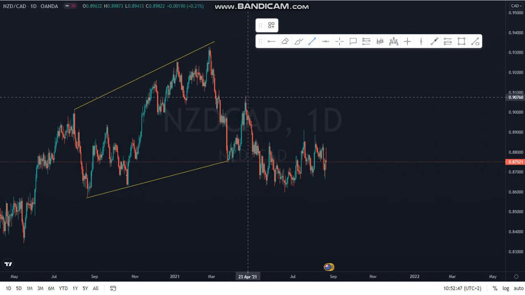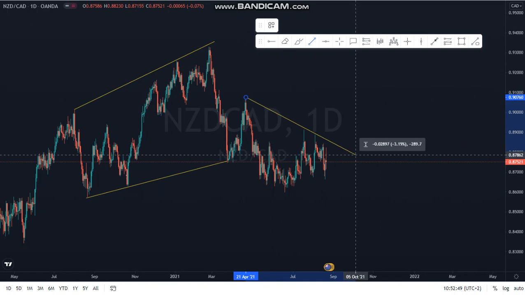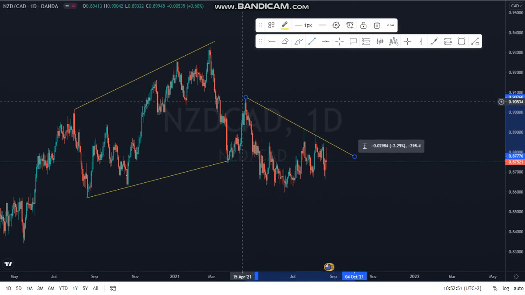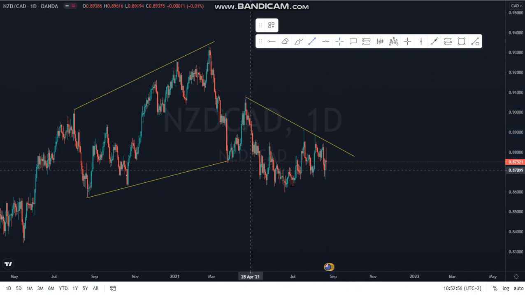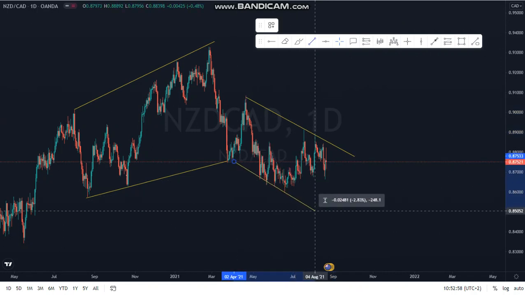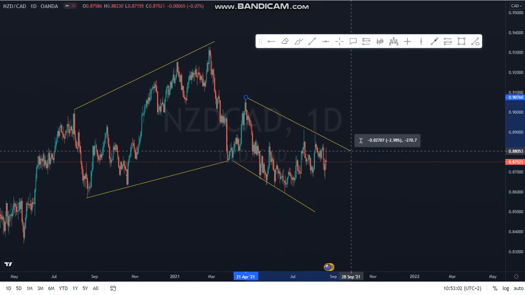So it's up to you how to call it. Here we've got our first touch, second touch, third touch, then the market sold. Just like that. It's very easy, guys. As long as you practice price action, then you'll understand what's going on.